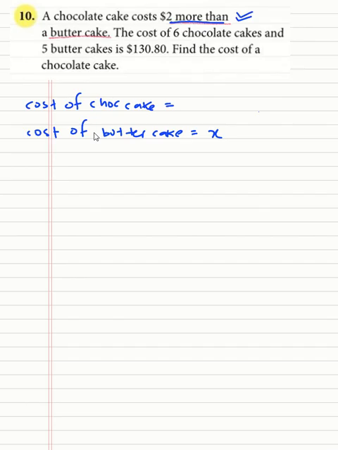So the wording of the question is telling us that the cost of chocolate cake is 2 more than this. So if this is x, 2 more than means plus 2. So we will add 2 to this x to get the cost of chocolate cake. So the cost of chocolate cake is x plus 2, and the expression for the cost of butter cake is x. Now it is saying the cost of 6 chocolate cakes and 5 butter cakes is 130.8. So 6 times chocolate plus 5 times butter, the total cost is 130.8.